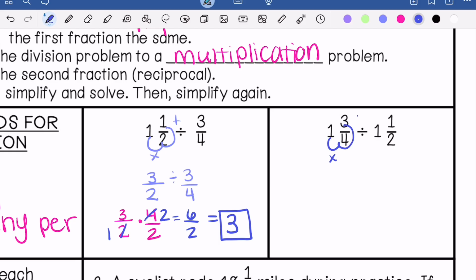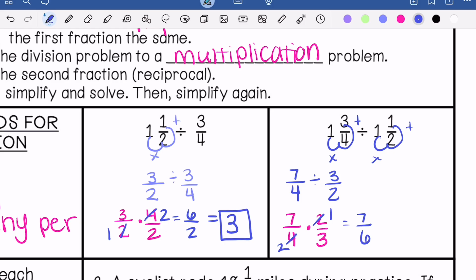Change this to an improper fraction. Change this one as well. Then keep, change, flip. One and 1/6.